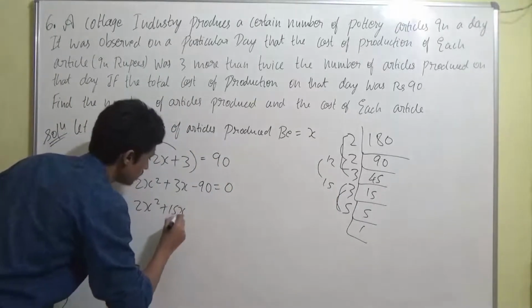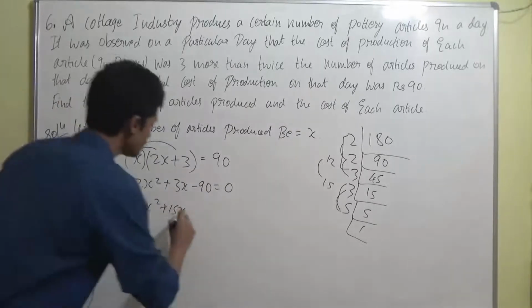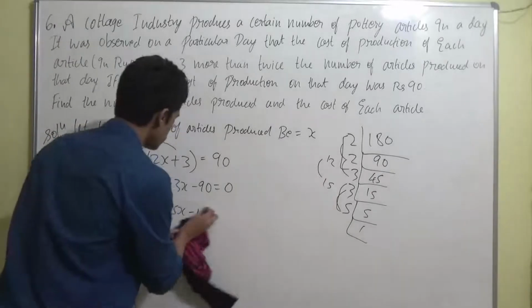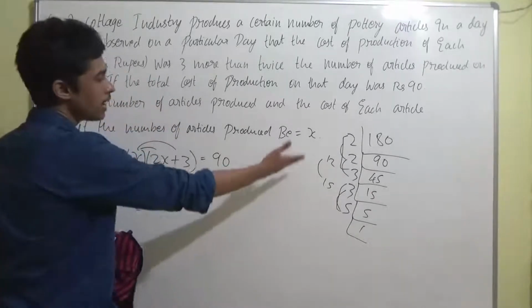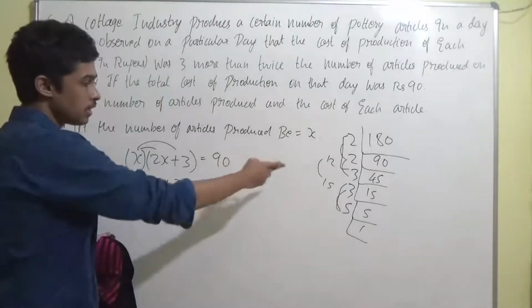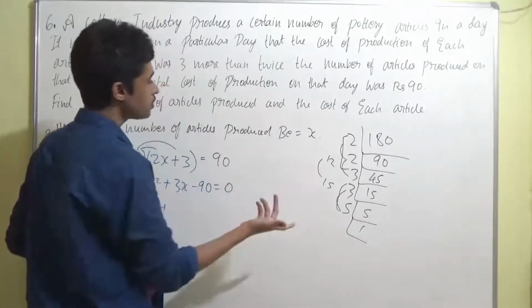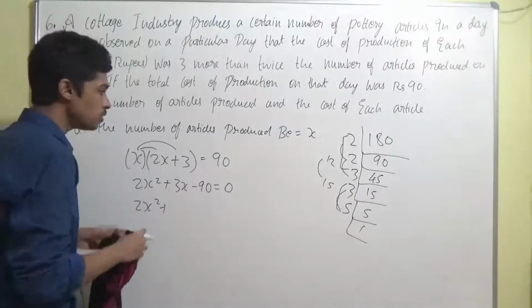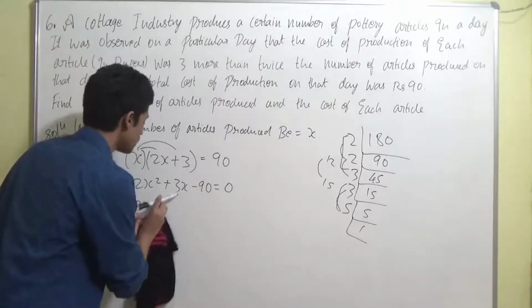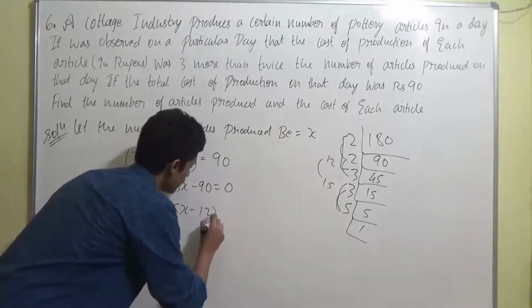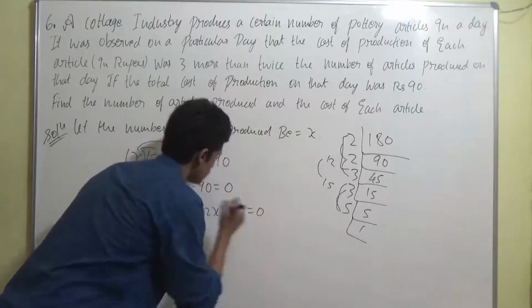So you can write it now. If you want to get 3x, you have to do plus 15x minus 12x. Sign you have to take care, guys, because only then you will be getting 3x. If you add 12 and 15, you're not going to get 3x. If you subtract 12x minus 15x, you will get minus 3x. We want plus 3x. So we'll take 15, the larger number, as plus. So plus 15x minus 12x minus 90 equal to 0.